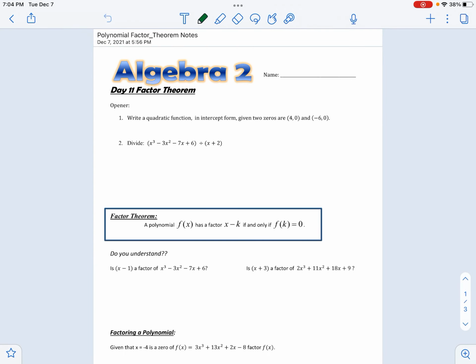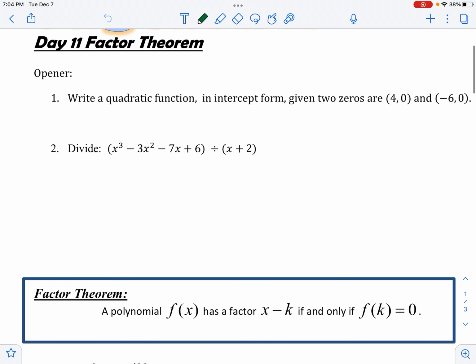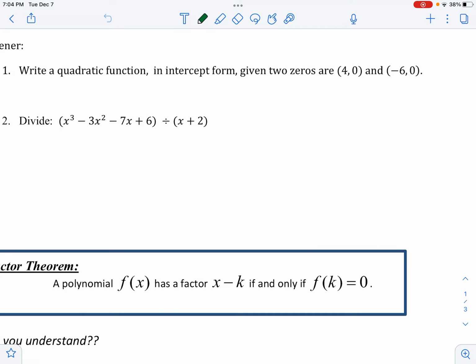All right, so this is the factor theorem. So the opener is: write a quadratic function in intercept form, given two zeros are (4, 0) and (-6, 0). This was on your last test, but if the zeros are (4, 0) and (-6, 0), then you should be able to write the factors.